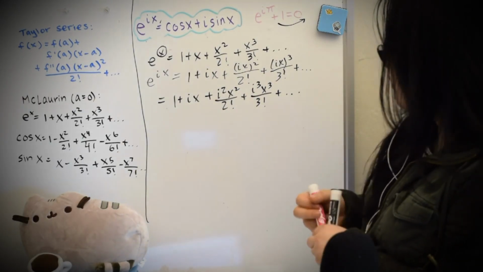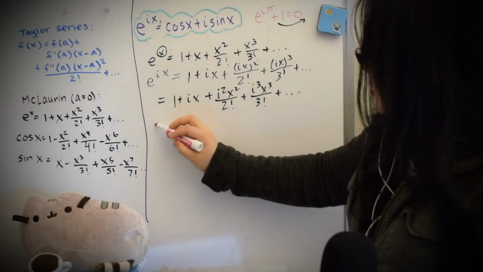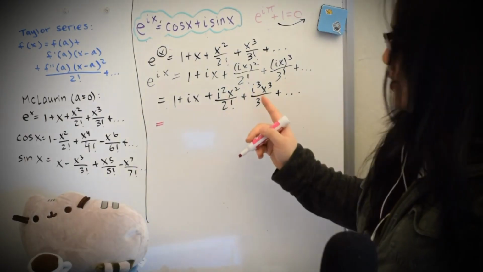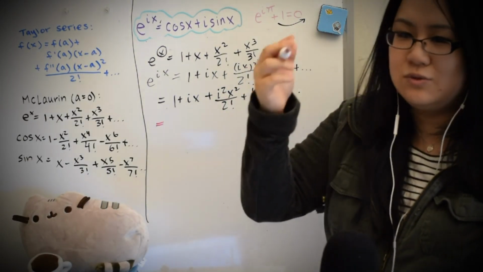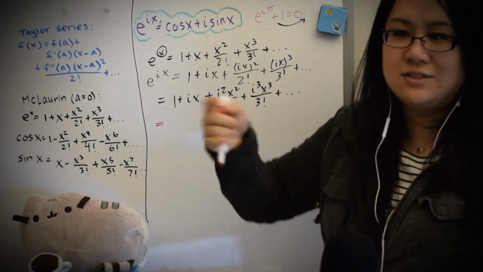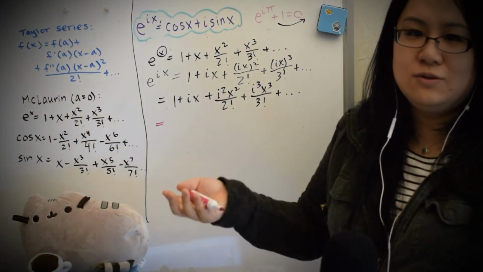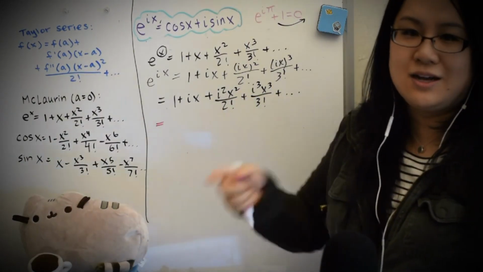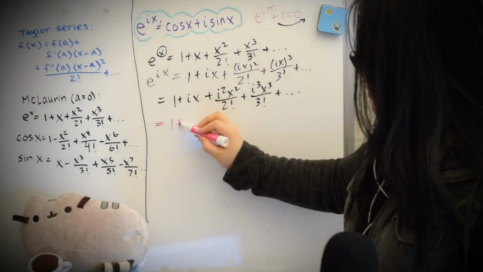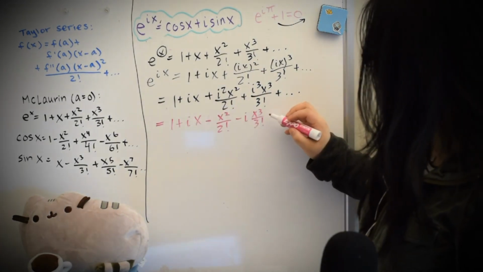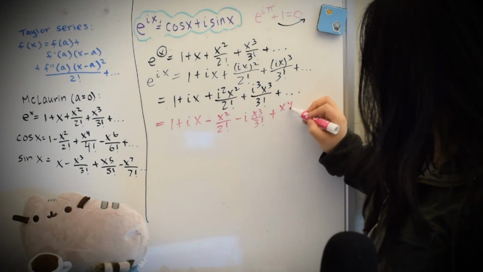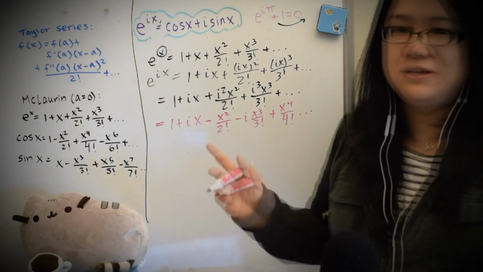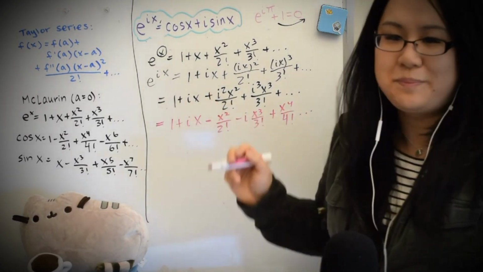But I'm just going to simplify the i squared and the i cubed parts, and the pattern goes 1, i, -1, because i squared is -1, and then i cubed would be that -1 times another i, so -i, and then 1, and then back to i. So it's every 4. So you have 1 plus ix, and then minus x squared over 2 factorial, and then x to the 4th over 4 factorial. I'm just going to do one extra term so you can see somewhat of a pattern.